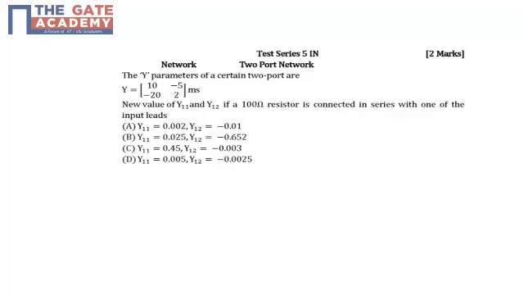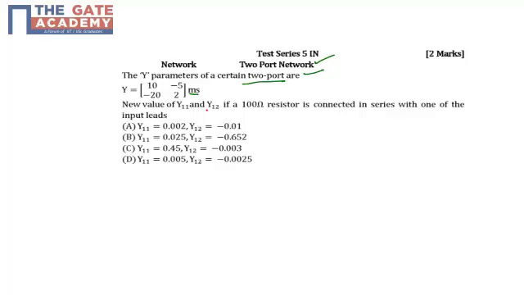Hello friends, this question is from test series 5 in the subject of network, and the topic name is two-port network. It's a 2 marks problem. The problem says that the parameters of a certain two-port are given as 10, minus 5, minus 20 and 2 millisiemens.